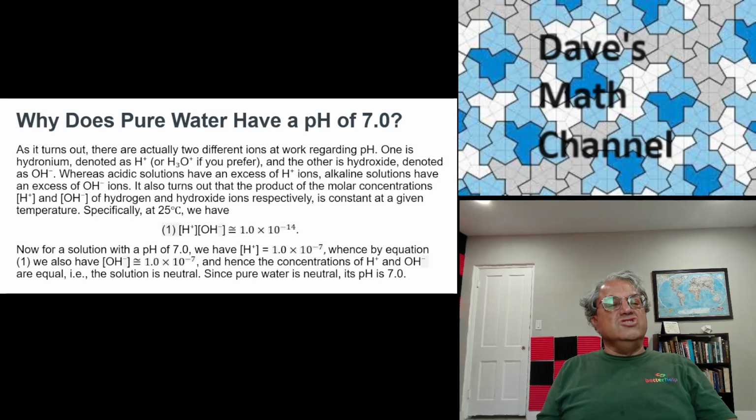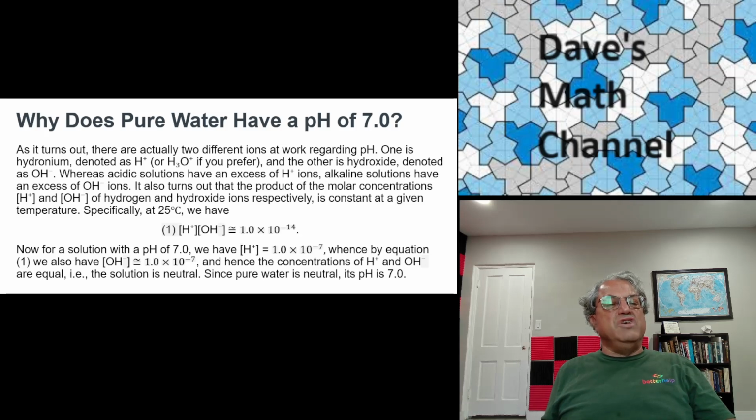It says that the concentration of hydrogen, H plus, times the concentration of hydroxide, which is OH minus. And by the way, that's why bases are strong too, because they have a very strong concentration of OH minus, just like strong acids have a very strong concentration of H plus. So it turns out the product of these two concentrations is constant. It's about 10 to the minus 14.